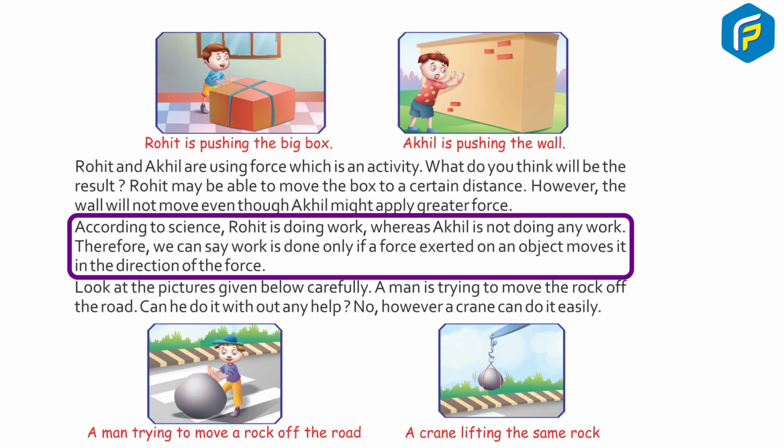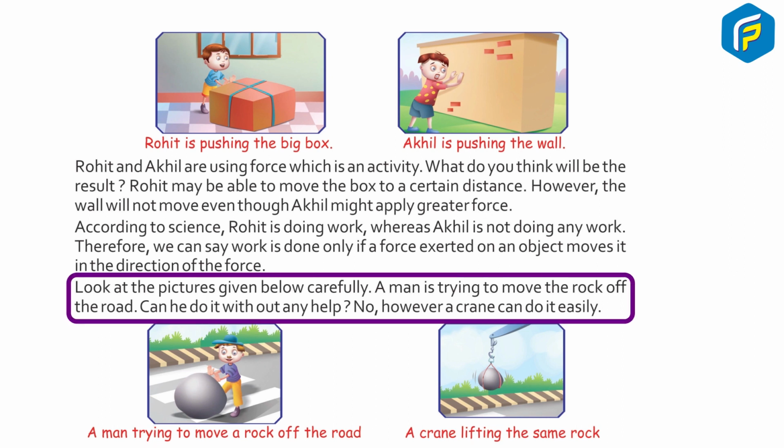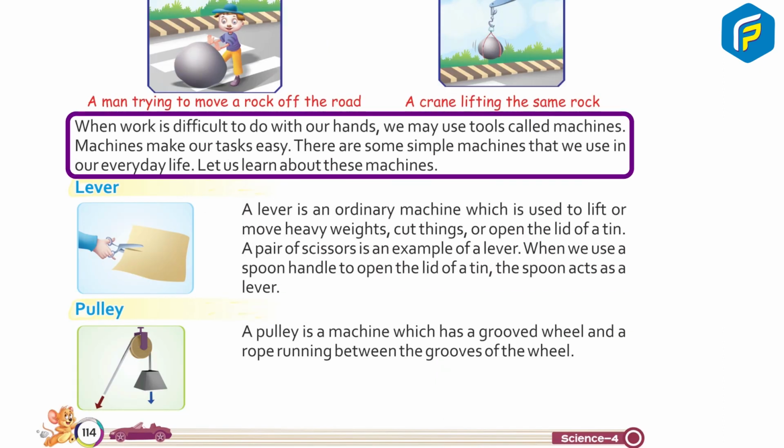Therefore, we can say work is done only if a force exerted on an object moves it in the direction of the force. Look at the pictures given below carefully. A man is trying to move the rock off the road. Can he do it without any help? No. However, a crane can do it easily. When work is difficult to do with our hands, we may use tools called machines. Machines make our task easy. There are some simple machines that we use in our daily life. Let us learn about these machines.